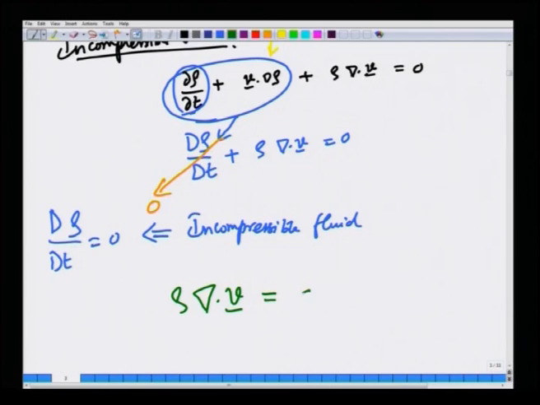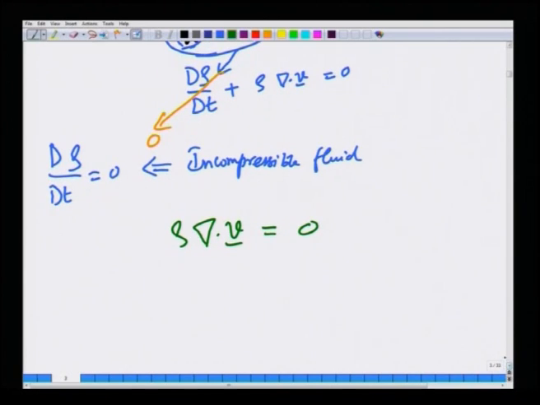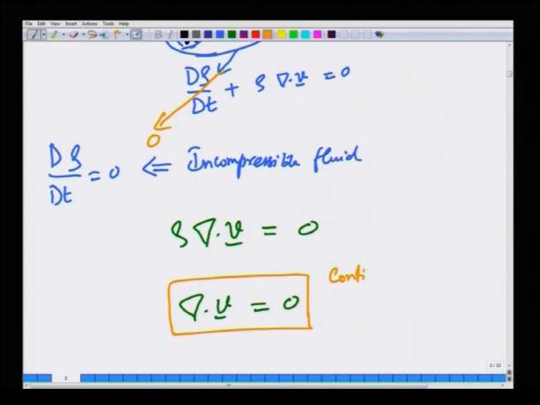So, if you knock this term off for an incompressible fluid, the continuity equation simplifies to rho times del dot V is 0, but since rho is a non-zero constant, you have del dot V is 0. This is the equation of continuity for an incompressible fluid.